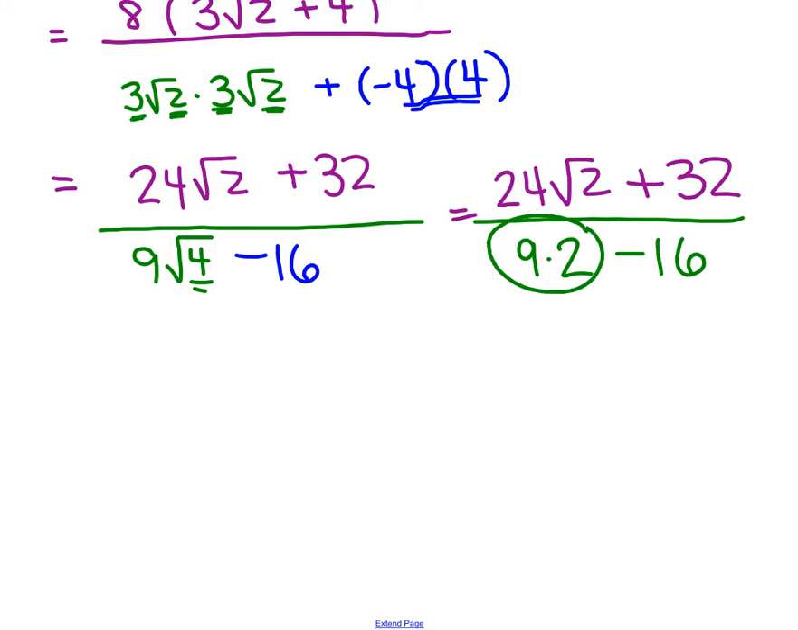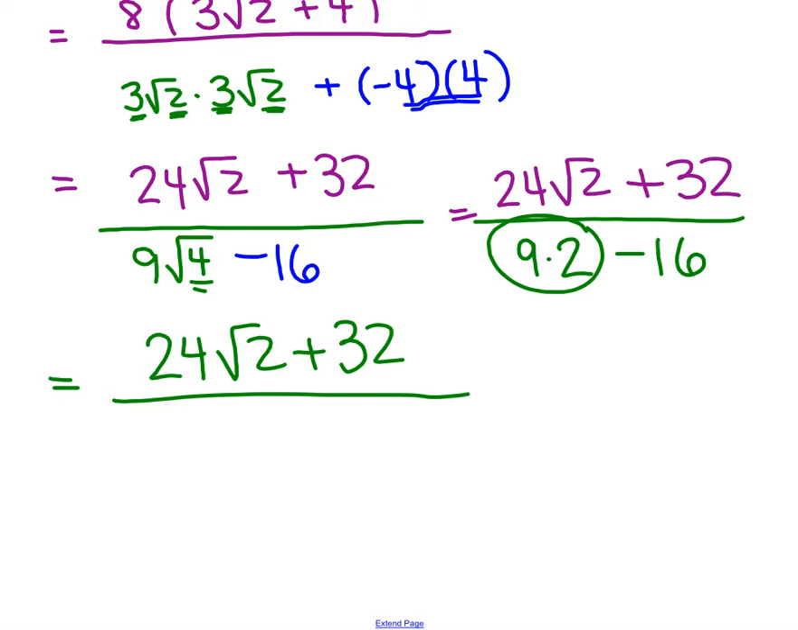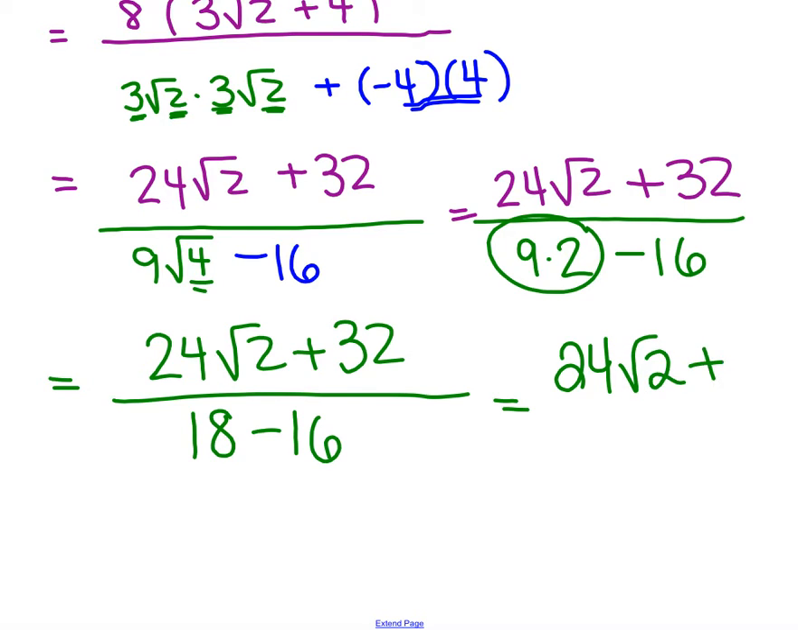All right. 9 times 2 is 18. So the numerator is being left alone. Denominator, 9 times 2 is 18, minus 16. All right, continue on. 24 square roots of 2 plus 32. Denominator, 18 minus 16 is 2. All right, what you can do next is you can reduce this fraction.